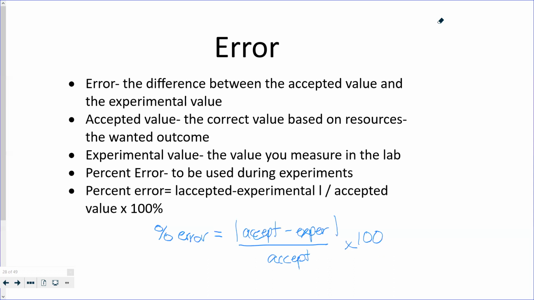This is a formula that is not on your reference sheet. So this is one that you will need to know for the test next week. But whenever we use this on labs, typically you will have access to look up this formula, or it will be given as part of the lab instructions. So let's look at an example of how this is going to be calculated.